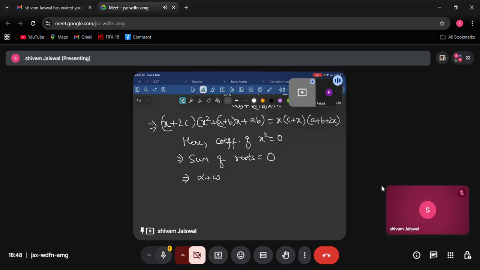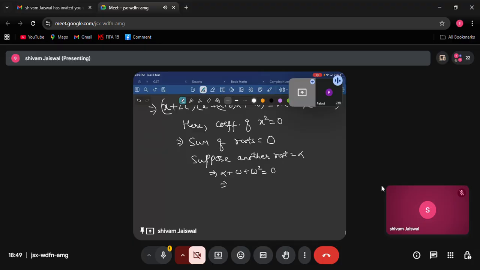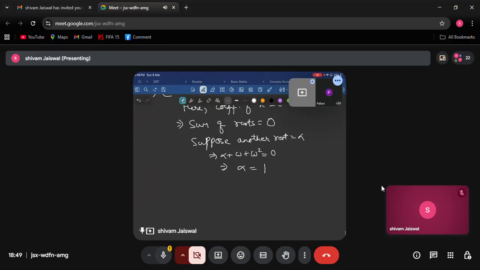So this implies, suppose another root is alpha, alpha plus omega square is equal to 0. So what does it imply, everyone? Omega plus omega square, I mean alpha, is equal to 1. That means the other root is 1. This implies f of 1 is equal to 0.